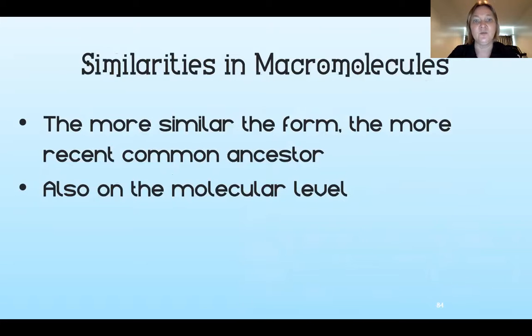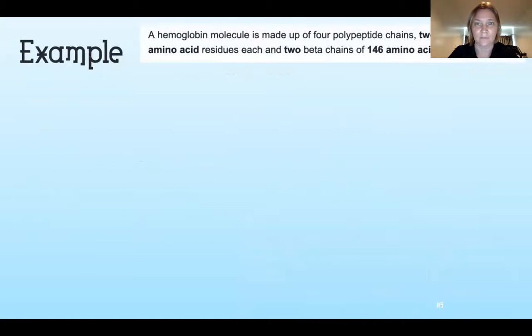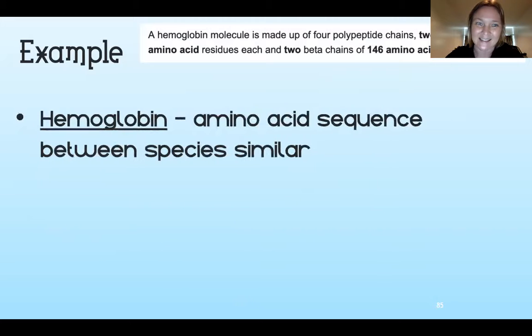This also applies to the molecular level, which means proteins, DNA, and RNA. For an example, a hemoglobin molecule, hold on, I gotta get my iPad out because I can't read behind my video window. A hemoglobin molecule is made up of 4 peptide chains, 2 alpha chains of 141 amino acid residues each, and 2 beta chains with 146 amino acid residues each. So 4 polypeptide chains, 2 that have 141 amino acids and 2 that have 146.